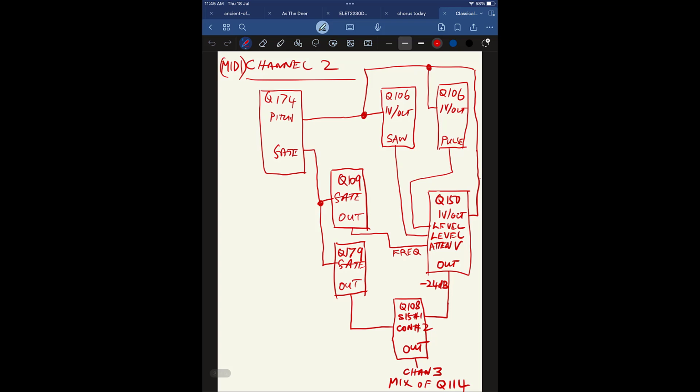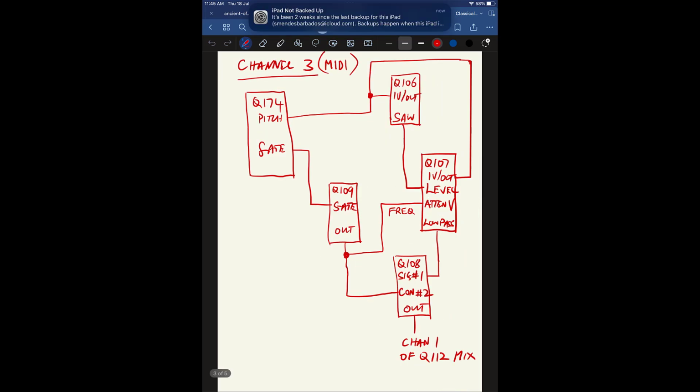And so that comprises channel 2. Now for MIDI channel 3, we have a little easier setup here. We're just using one oscillator, so we're only using the level input of the Q107, and the other one is left unpatched. And then we're only using one Q109, and that is the envelope generator, and we're just feeding the envelope both to the filter, and we're also feeding it to the Q108 amplifier.